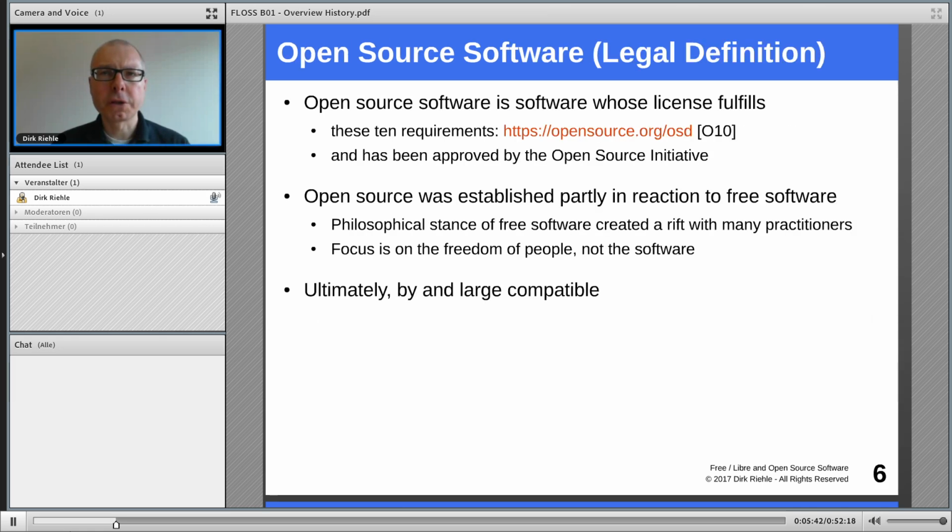Then there is, of course, open source software, very close to free software. And open source software is software which, formally speaking, fulfills the 10 requirements for open source software as laid out by the Open Source Initiative, linked to here. And if a software license fulfills these requirements and the license has been approved by the Open Source Initiative, then we can say the software under such an open source license is a proper open source software. Open source software came after free software, and it's partly a reaction to that.